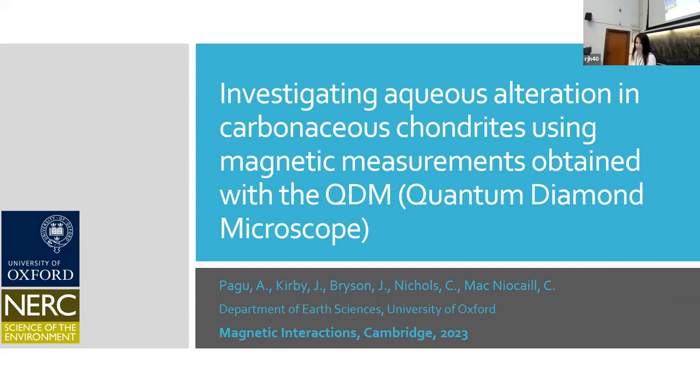Hello everyone, my name is Ana Pagu. I am a final year PhD student at Oxford working with James, Claire and Connell on really all things meteorites and magnets, but today in particular I want to talk to you about carbonaceous chondrites, in particular CM and CO chondrites. We've been working on basically understanding aqueous alteration in them using spatially resolved magnetic measurements taken with the QDM.